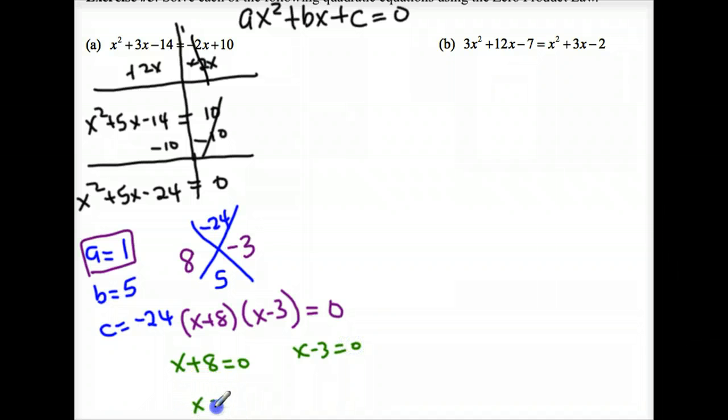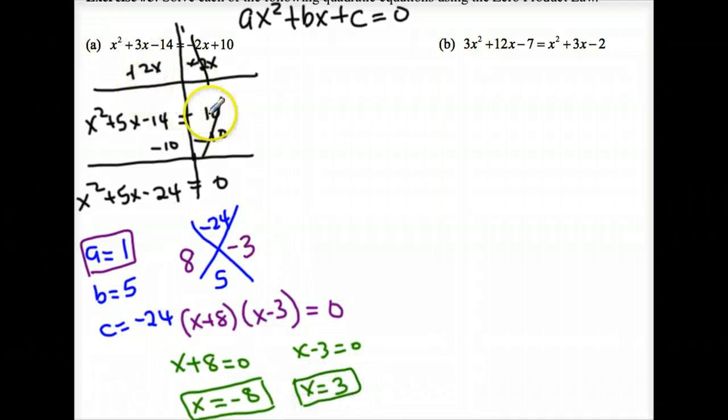So these are simple one step. I'll get x equals minus 8, and x is equal to positive 3. So all that means is if I was to graph this quadratic right here, these would be the points where it intersects your x-axis.